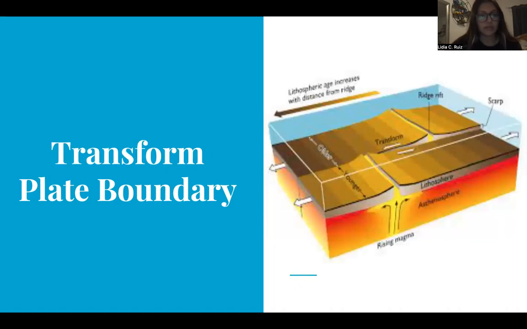Now, a transform plate boundary is where shallow earthquakes and later volcanic activity occur, when one plate slides laterally past another. So in the image, you can see how one plate is sliding past the other one. And you can see how rising magma is occurring at that plate boundary.